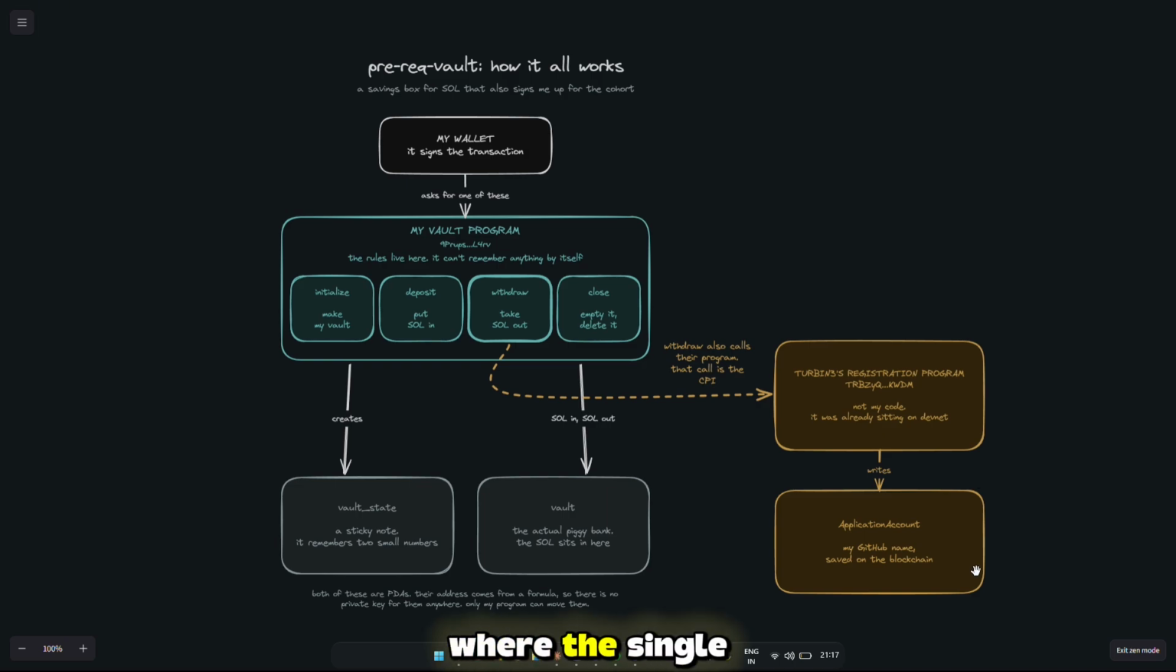And this is where the single signature comes back, because it's still valid the whole way down. So their program never needed anything beyond what I signed at the top. It writes my GitHub name into an account that belongs to them, not me, which is why it's still there after I have closed my vault. So you can see it on Explorer.